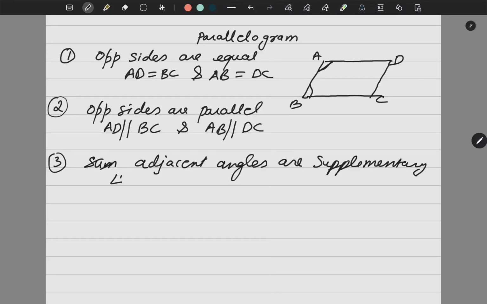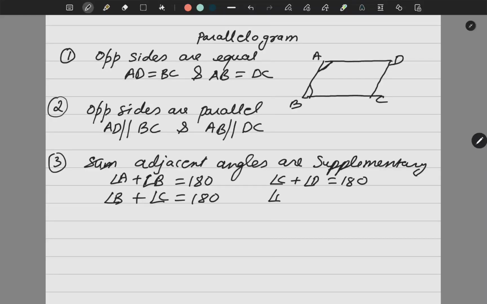Right? So I can say angle A plus angle B is equal to 180. Same way I can say angle B plus angle C is equal to 180. Same way angle C plus angle D is equal to 180. Same way angle A plus angle D is equal to 180. Now look at these two. If I subtract these two, what will happen? I will get angle A minus angle C is equal to 0. Means angle A is equal to angle C.